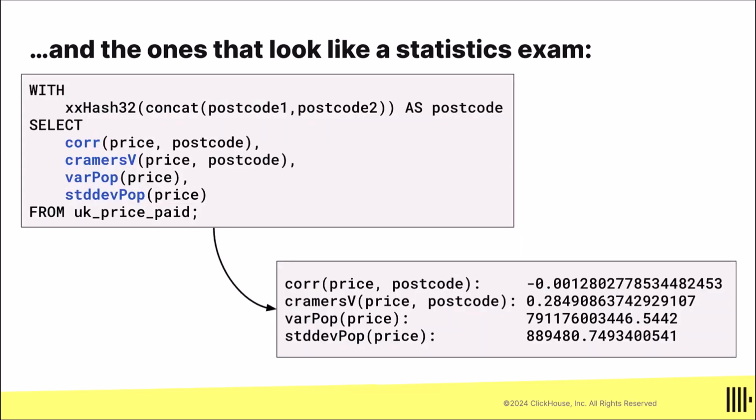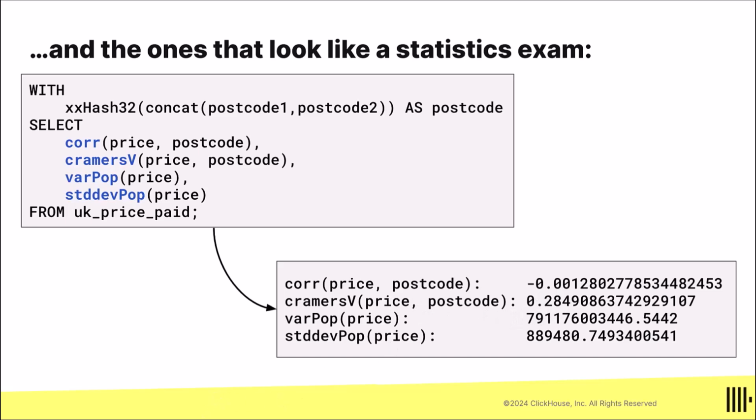For example, I took the hash code of the postcodes and created a number out of it so I could see if there was a correlation between the price and the postcode. This is the Pearson correlation coefficient. This is Cramer's V. I did a population variance and a population standard deviation. You can see the values there. Oddly enough, for price and postcode, Pearson didn't seem to think there was much of a correlation. It was kind of neutral, almost zero. Cramer's V found a definite correlation between the two.